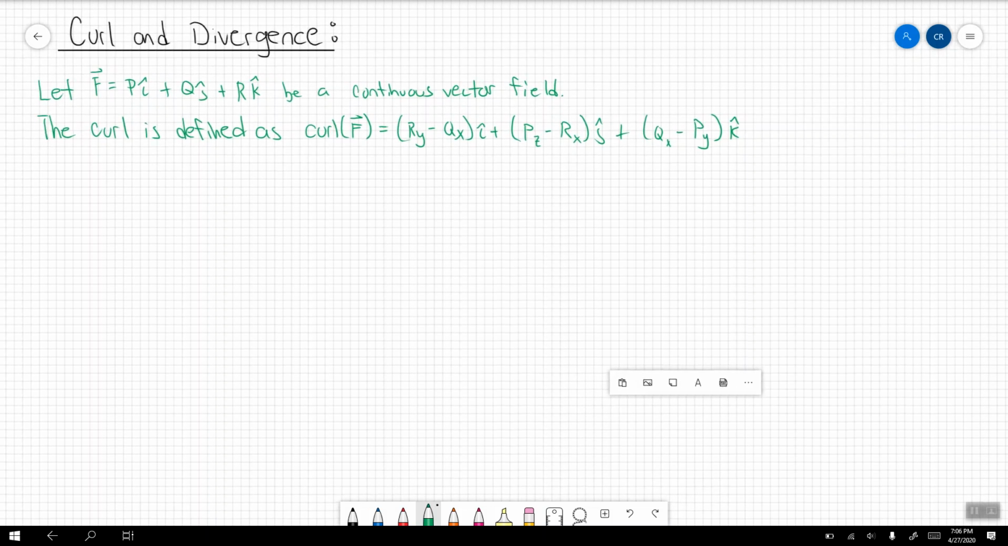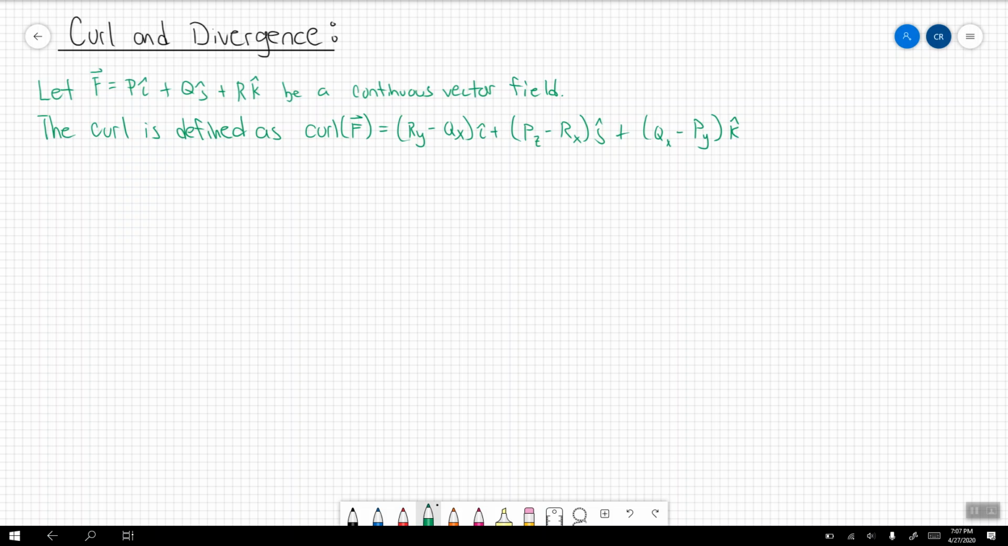Hi everybody, welcome back. So today we're going to be talking about curl and divergence. Now we need to get into this whole concept of curl and divergence. That way once we get into some of these bigger theorems like Green's theorem, Stokes' theorem, and divergence theorem, then we have the tools at our disposal to use them.